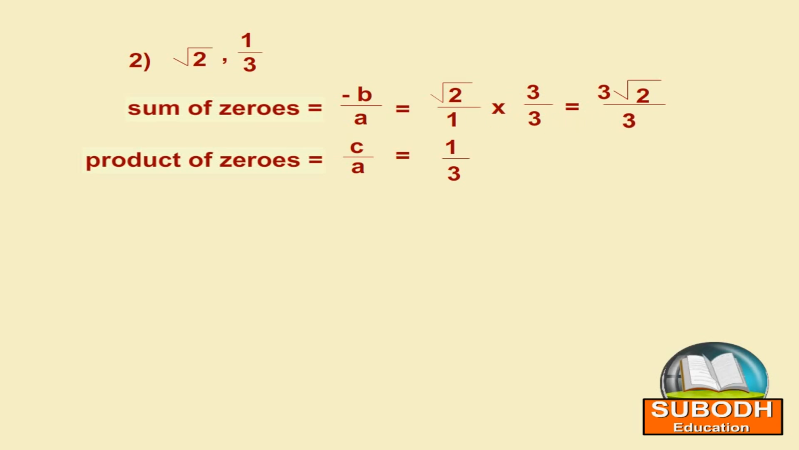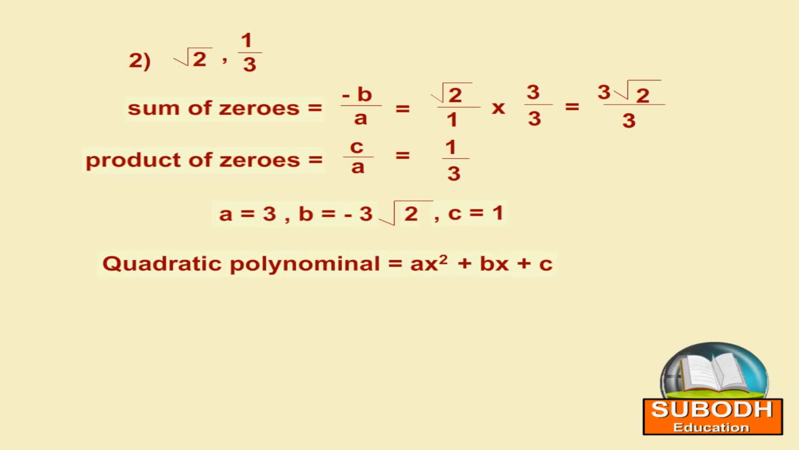In both cases, a value 3, b is equal to minus 3 root 2, c is equal to 1. Quadratic polynomial ax square plus bx plus c is equal to a 3x square, b is minus 3 root 2x, plus c is 1.